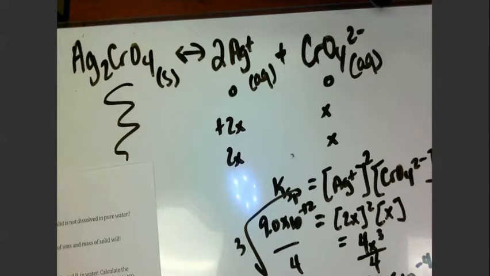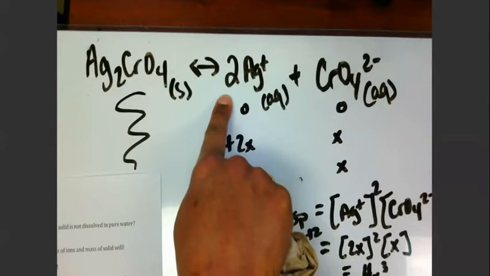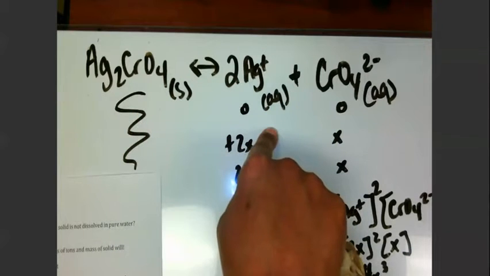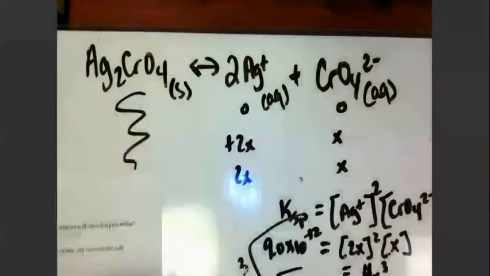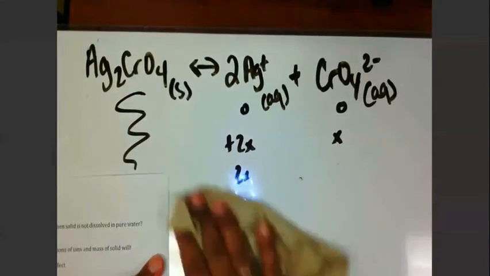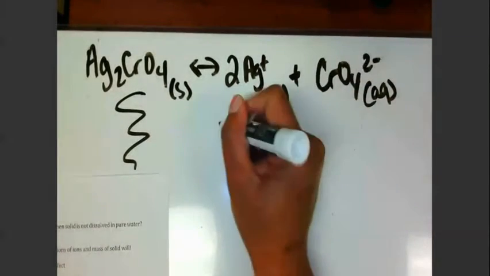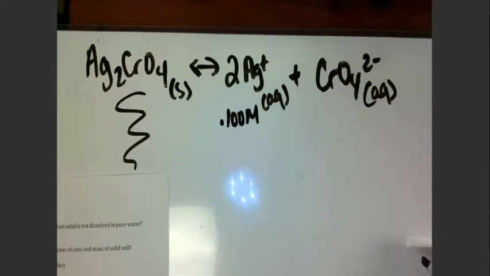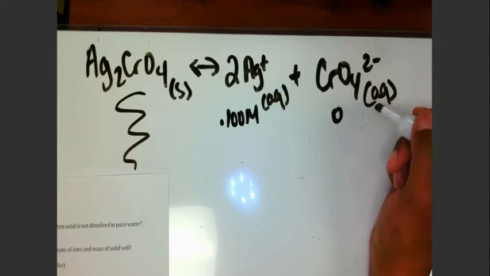But here's the thing. There's a common ion, which means our starting point is not going to be at zero. You already have some present, and we need to figure out how it's going to change our results. So we're going to clean this up and redo it, but this time with 0.100 molar for the Ag+ already populated. And this is going to be zero because that's not a common ion.